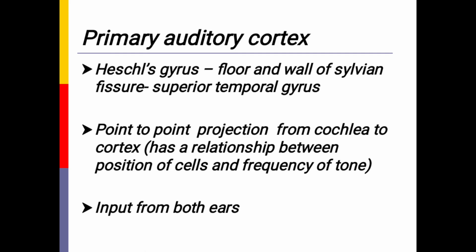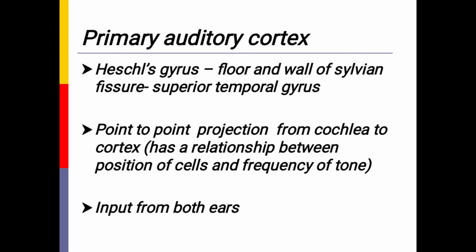The primary auditory cortex is located in the sylvian fissure in the superior portion of the temporal lobe. The cochlea has a point-to-point projection to the auditory cortex, like high tones are represented posteromedially and low tones are represented in its anterolateral part. It also has isofrequency columns for various frequencies.